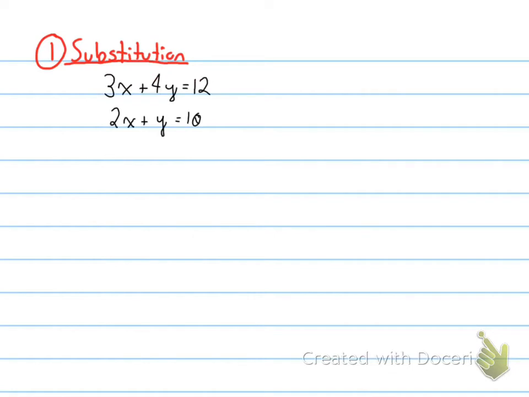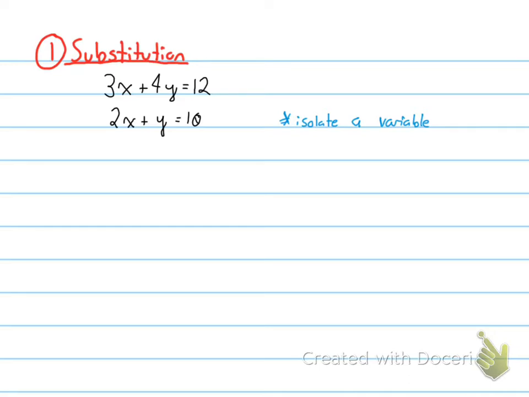Here we have the equations 3x plus 4y equals 12 and 2x plus y equals 10. So here we have two equations because we have two unknowns, x and y. And we could use substitution to solve this. If you want to use substitution, what you first have to do is isolate a variable or get a variable by itself. Here, I see that y in my second equation has no coefficient with it, so that's going to be the easiest to isolate.